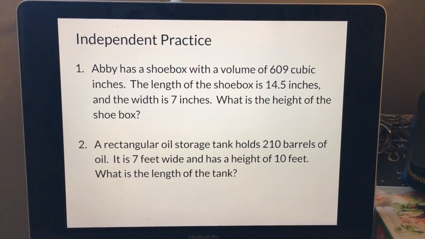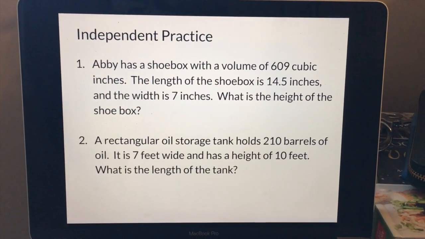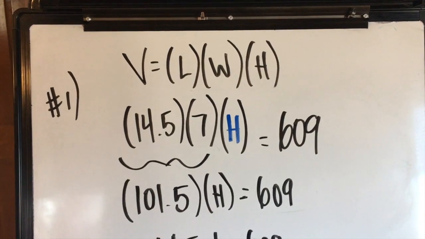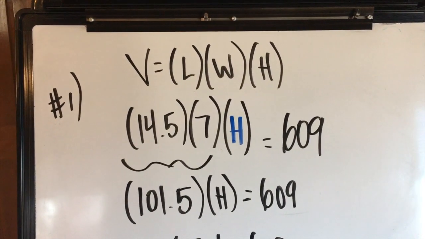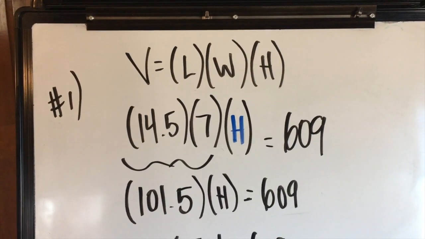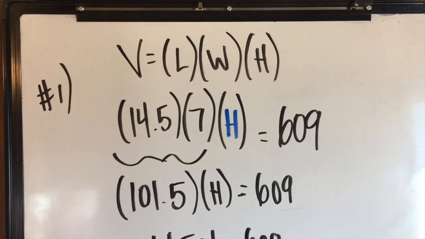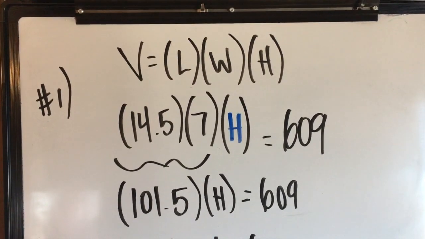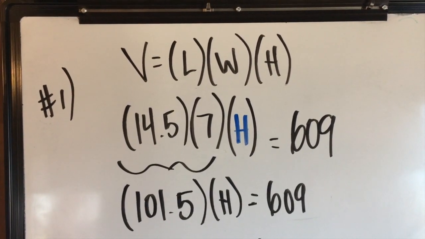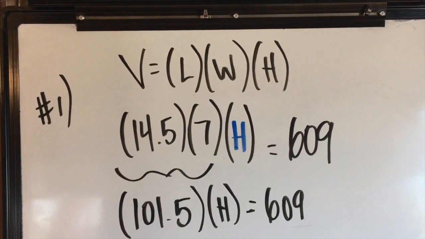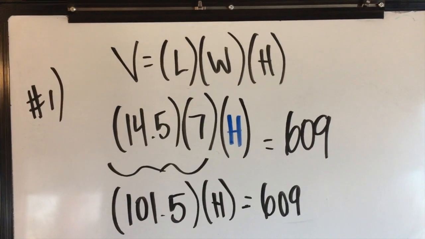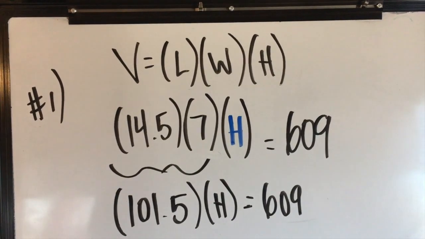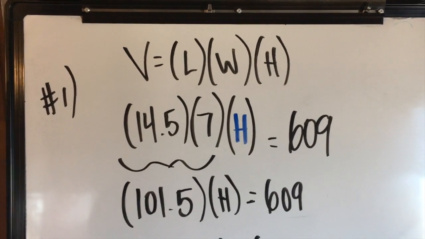So try the next 2 questions on your own and treat this as your independent practice time. So here's the work for the first question. I kept my formula there, and I substituted the given information. I put 14.5 for the length, the width was 7, we don't know the height, and I set it equal to 609. All that was given to us within the problem. Now, I forgot to mention this before, but whatever is not given, keep that as the variable. In this case, I don't know the height, so my variable is h. If I didn't know the width, I would keep it as w, or if I don't know the length, I'll keep it as L.